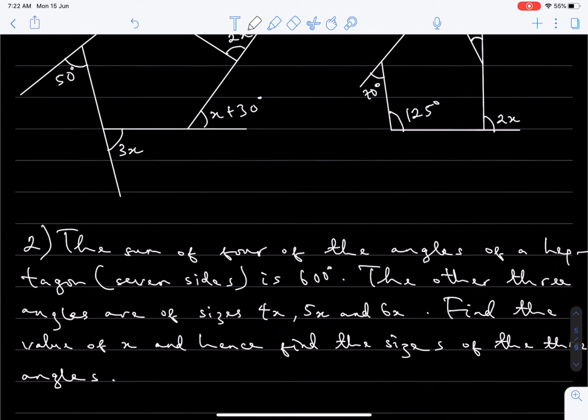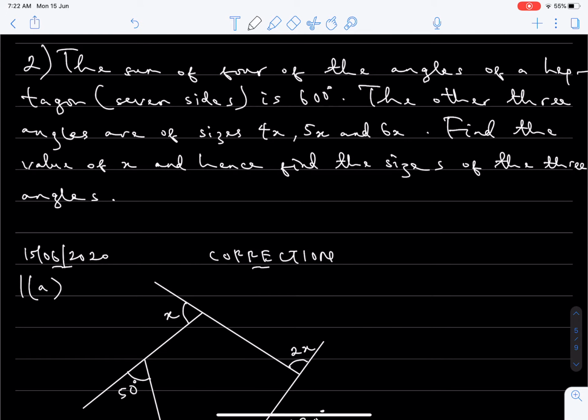And now we go to number 2. Number 2 says the sum of 4 of the angles of a heptagon, which is a 7-sided polygon, is 600 degrees. The other 3 angles are of sizes 4x, 5x, and 6x. Find the value of x and hence find the sizes of the 3 angles.